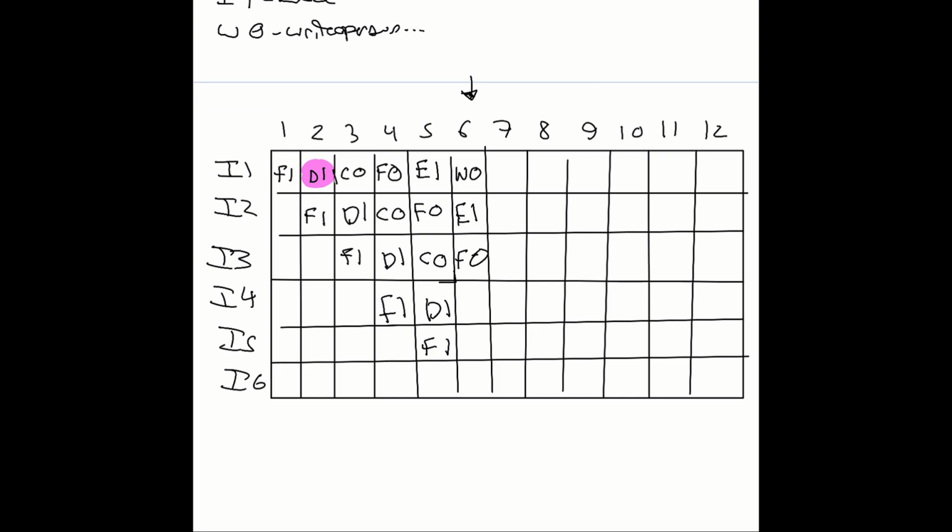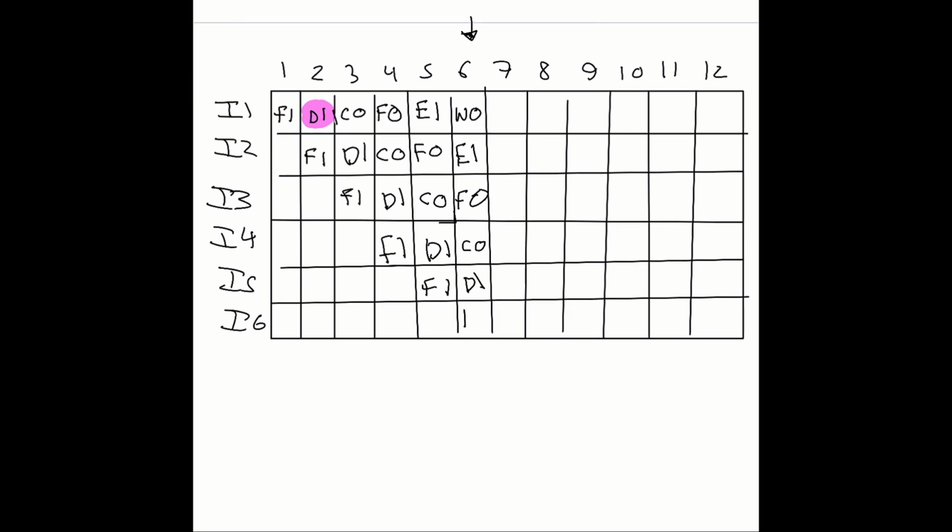Instruction 4, we've just decoded the instruction, so now we have to compute the operand. Instruction 5, we just fetched that instruction, so now we have to decode it. And instruction 6, we're just going to start out by fetching it.